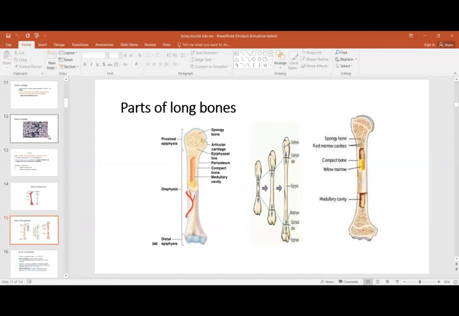This picture also shows you other parts. You have the spongy bone, then you have the marrow cavities, which is the inside, but it is basically your epiphysis, diaphysis, and the metaphysis. That is again showing you that. And in the center, you have the medullary cavity.